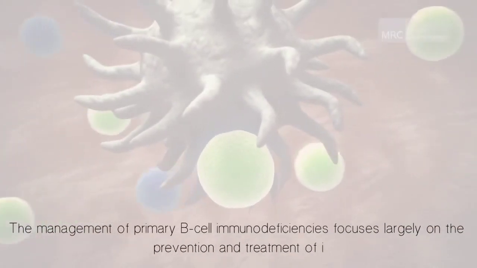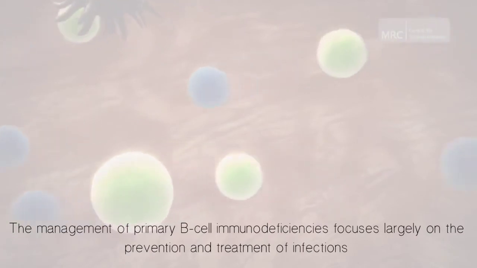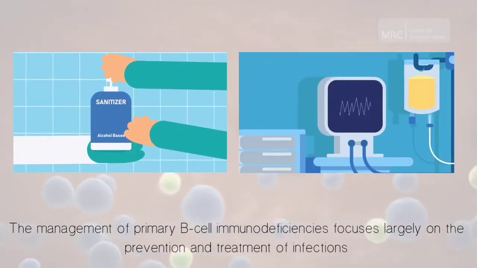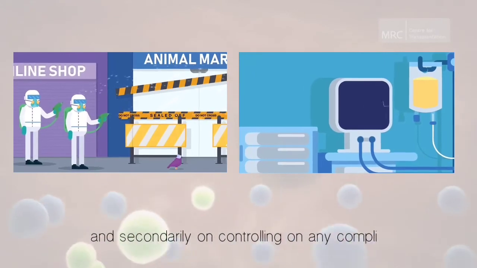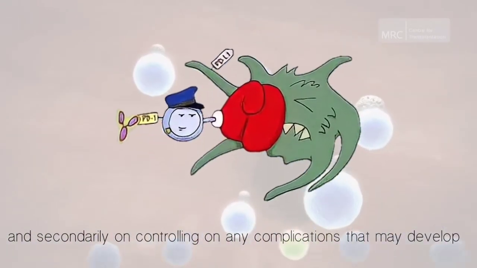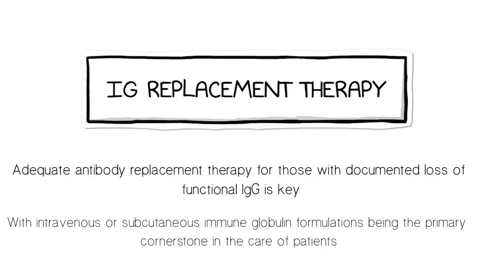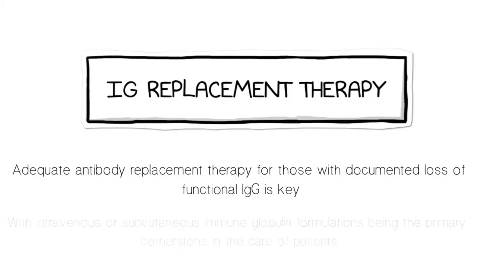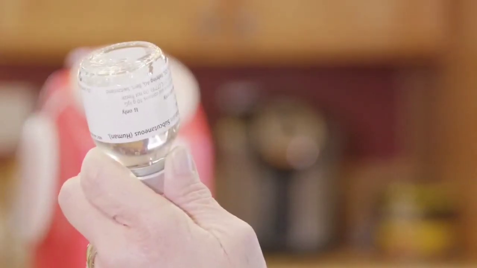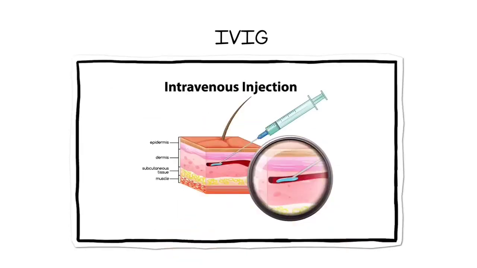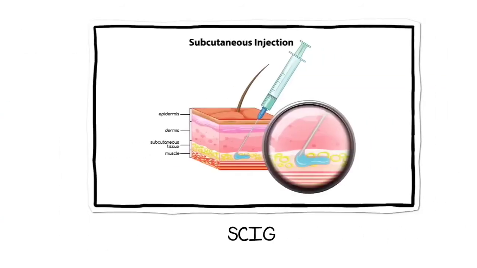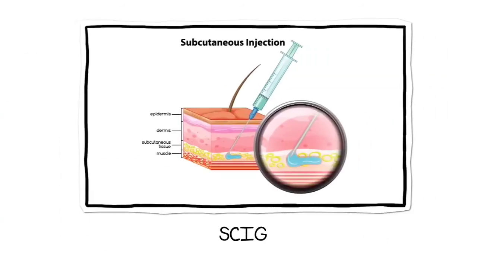The management of primary B-cell immunodeficiencies focuses largely on the prevention and treatment of infections and secondarily on controlling any complications that may develop. Adequate antibody replacement therapy for those with documented loss of functional IgG is key, with intravenous or subcutaneous immune globulin formulations being the primary cornerstone in the care of patients. Antibody or Ig replacement therapy can be administered either intravenously, also known as IVIG, or subcutaneously, also known as SCIG.